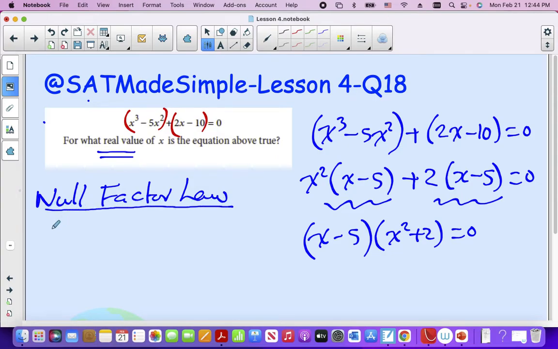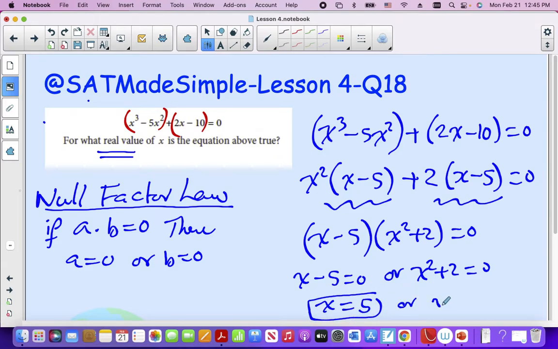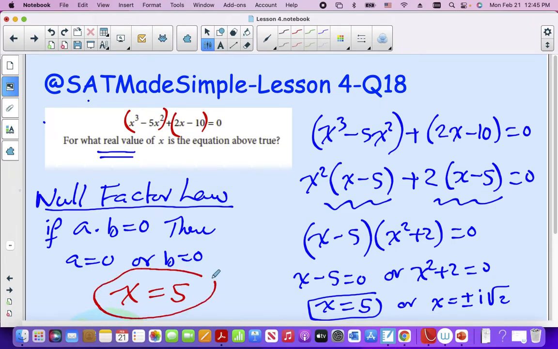which states if a times b is equal to 0, then either a is equal to 0 or b is equal to 0. That means x minus 5 is equal to 0, or x squared plus 2 is equal to 0. That means x is equal to 5, or x is equal to plus or minus i root 2, which is complex. So the real solution, x is equal to 5, and that is our answer.